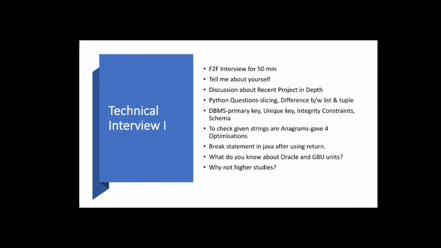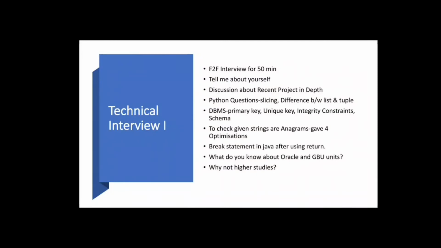I briefly explained myself, starting from my background and my education, and also my positions of responsibility, my projects, and my internship. Then a detailed discussion went on about my recent project. Next, the interviewer asked me Python questions. In Python, he asked me about slicing and the difference between a list and a tuple.